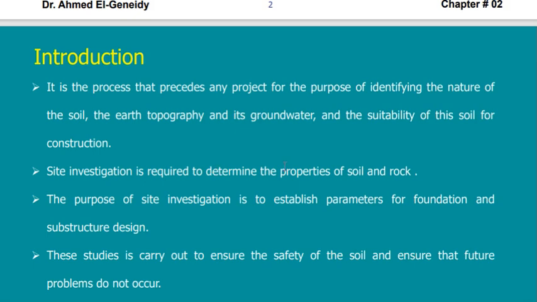Site investigation is required to determine properties of soils and rock. The purpose of this site investigation is to establish parameters for foundation and superstructure design. This is mainly our target. My target is to build a structure. How to build a structure? Then I have to start with the foundation. Then any foundation? No, I have to design this foundation based on what? Based on some parameters that you are going to give me. Give me based on what? Based on a site investigation. So it's the first step in any project.